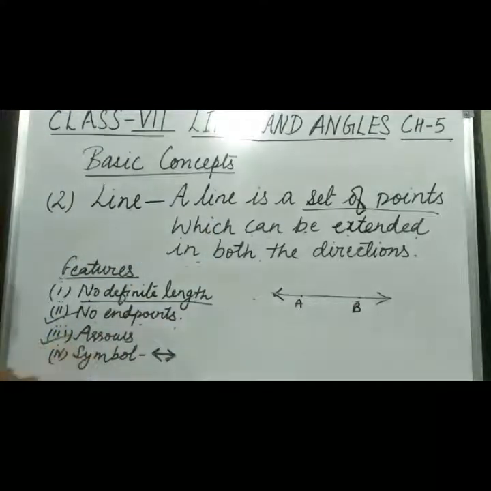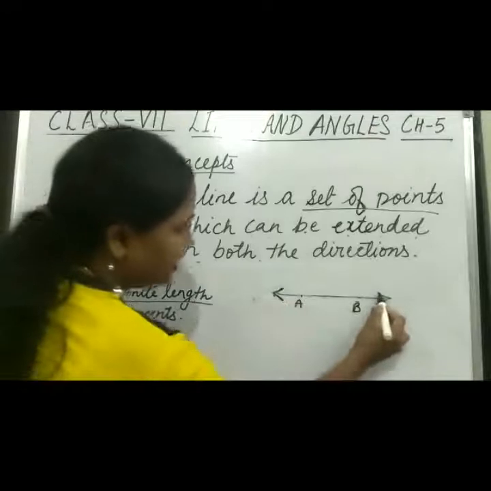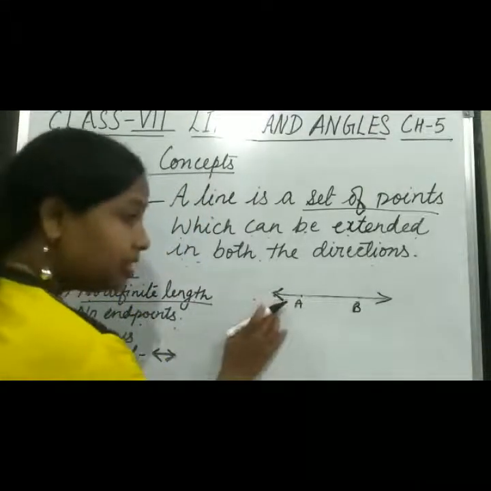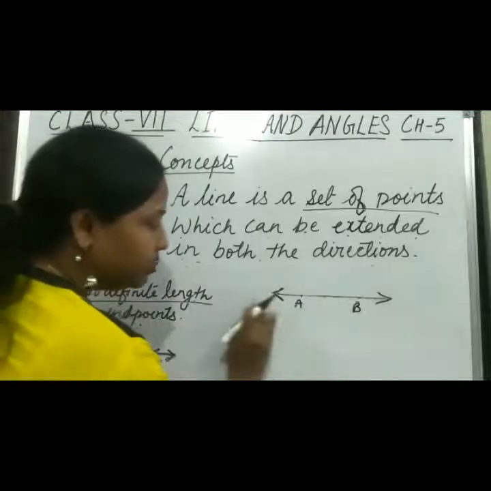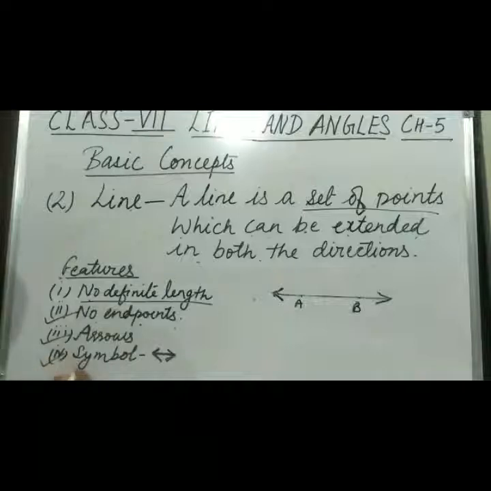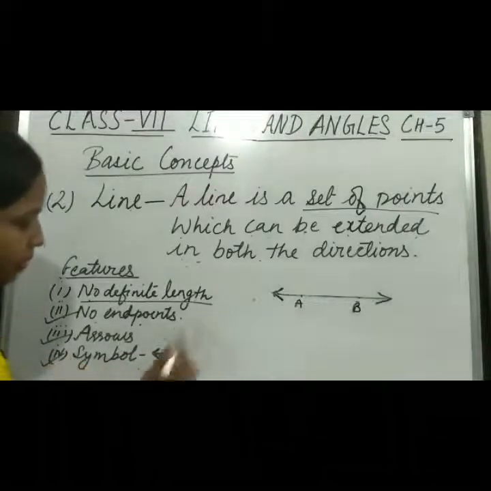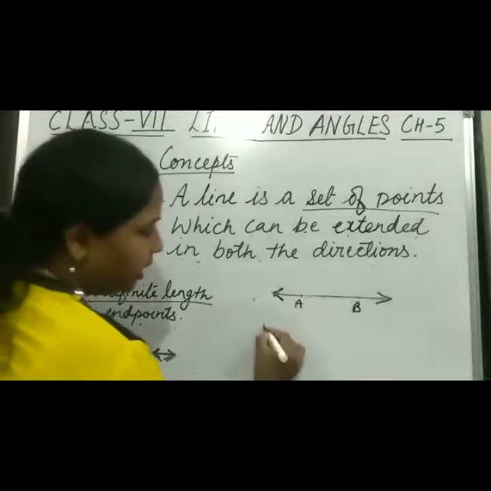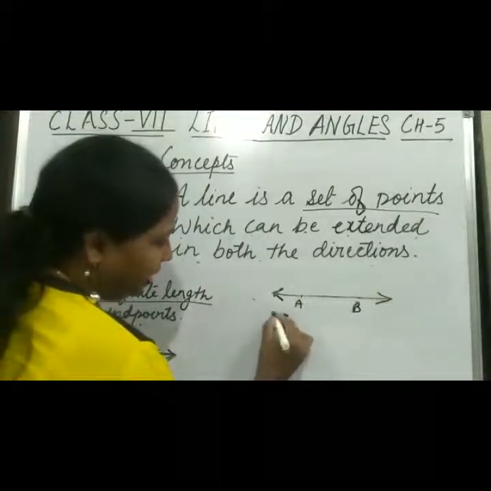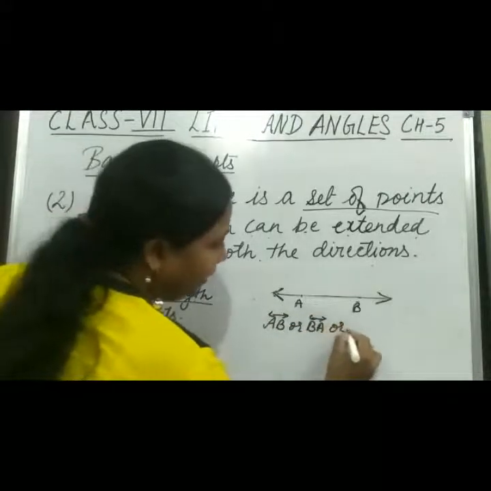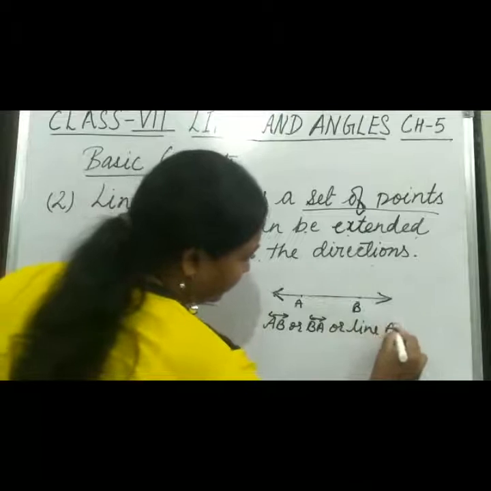Next is arrows. These arrows represent that this is a line. These arrows are representing this thing also, that is, it is being extended in both the directions. The fourth point is symbol. The symbol of line is this. While naming this line, we can write it as AB or BA or line AB.